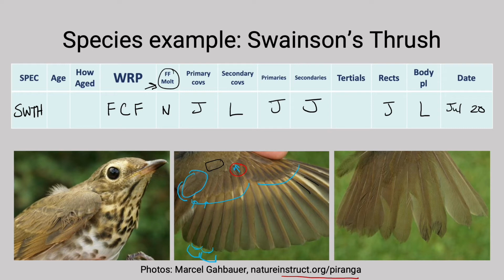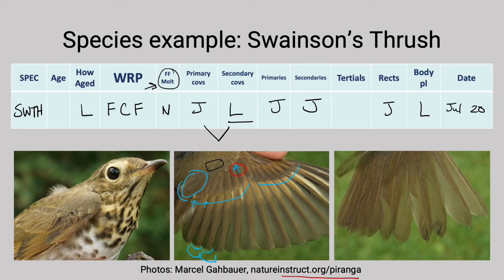And how did we age that bird? Based on the limit. So we've got multiple feather generations, both within tracts, like in the secondary coverts, and between tracts, like between the primary and secondary coverts. So that means that we have molt limits.